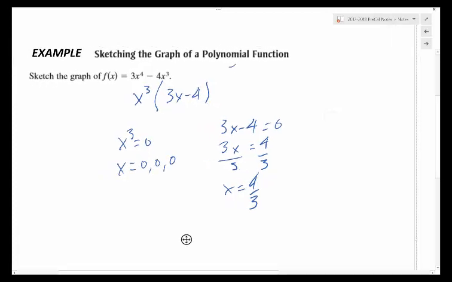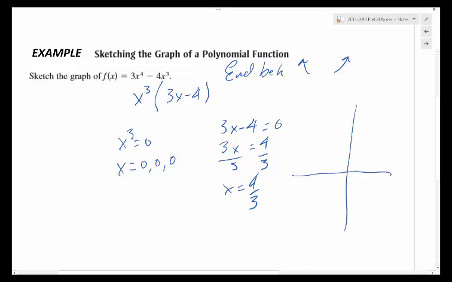Now my end behavior, because I have an x to the 4th and it's positive, is going to go up and up. When I look at my problem and I have 0, I obviously have an x-intercept at 0 and a y-intercept at 0. So I know it's going to cross there, and then at, that's 1, we'll call that 2, so we'll call that 1 1/3. So I know my graph is going to hit in this area right here at 4/3.